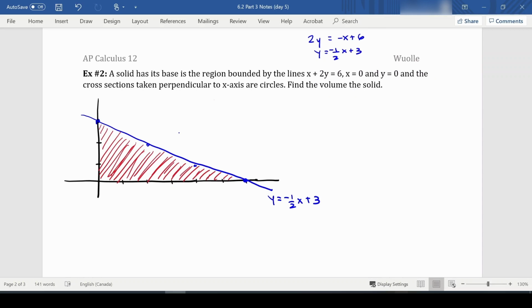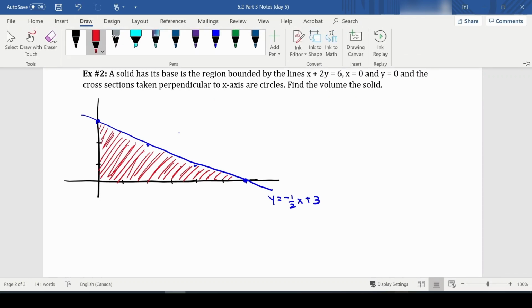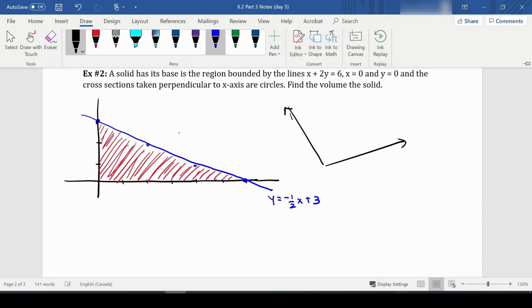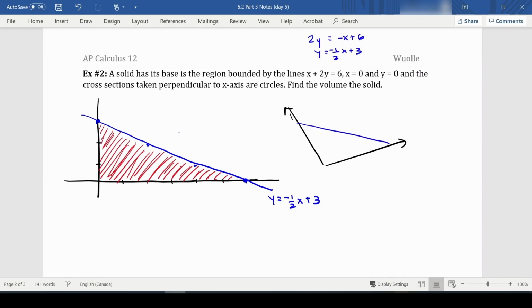Okay, so its base is this region. And it's saying the cross sections taken perpendicular to the x-axis are circles. So in other words, we're not rotating this, we're picturing an already complete 3D object. And I'm going to draw my axes sort of sideways so we can see what this would look like. So basically this is heading down towards here. And if we are cutting this object, we're seeing circles pop out. So it's not being rotated about the axis. This is already our 2D version of our 3D object that is a solid where this is the base.